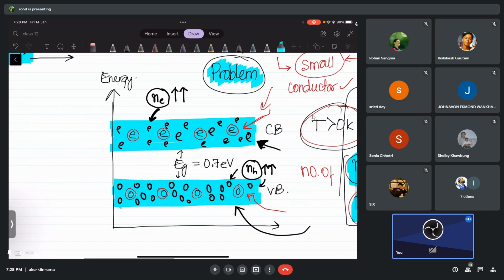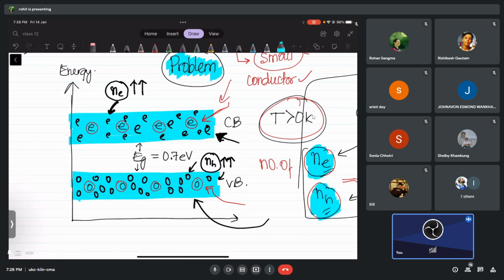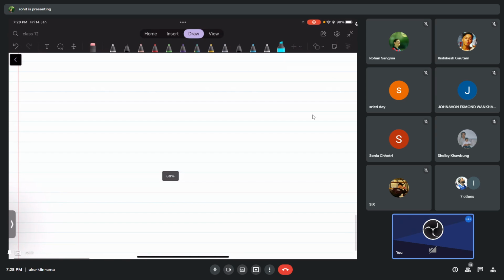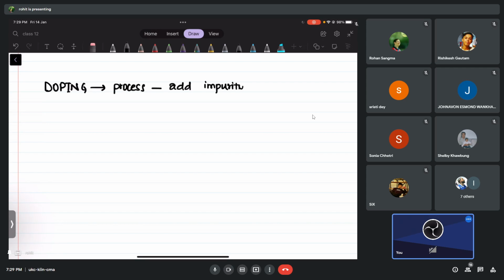I will show you now what doping is and how it increases the conductivity. How can we have a lot of electrons in the conduction band, and a lot of holes in the valence band? That is what I'm going to show you. For that I need to redraw this diagram very quickly. Doping is a process whereby you add impurity atoms which may be from group 13 or 15, because semiconductors are group 14. So you'll add group 13 atoms or group 15 atoms.